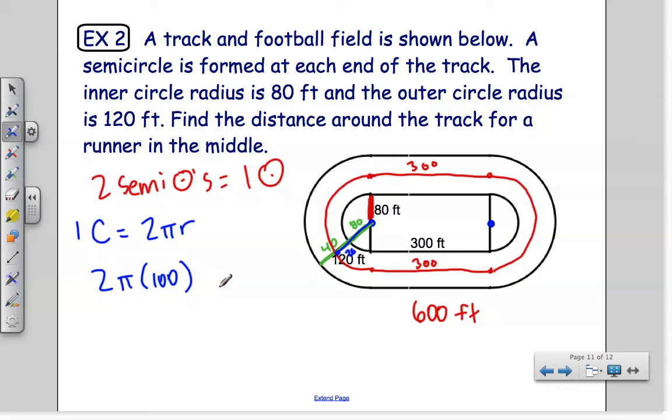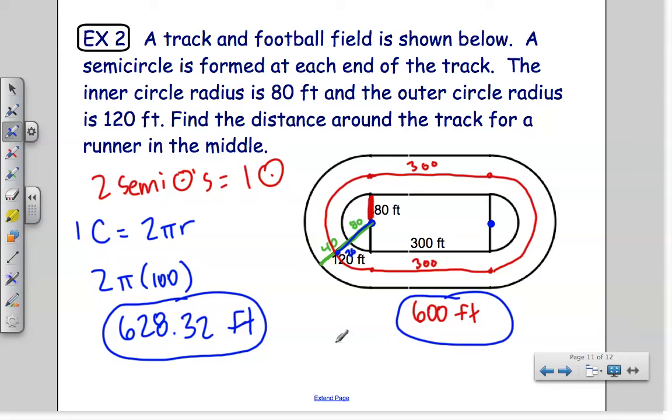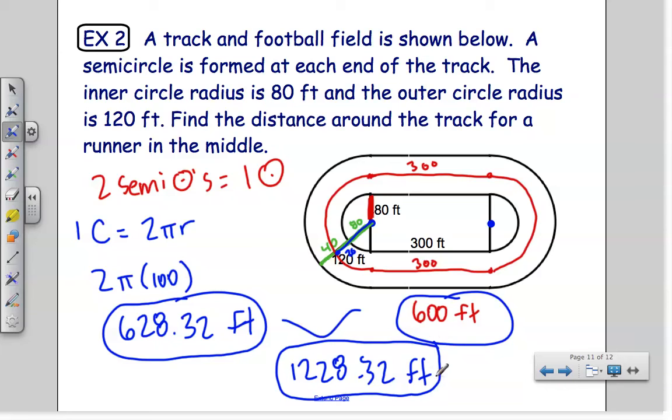Let's see, what is 2 times pi times 100? 628.32 feet. Now that's, again, I put both of these together. I made 1 circle because it was 2 semicircles. I have the 600 feet as well. So I'll combine the total distance here. And we're going, what, 1,228.32 feet. That would be the total distance around the track if you were exactly in the middle.